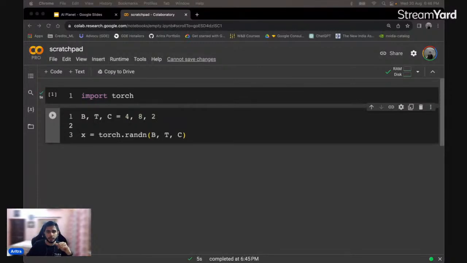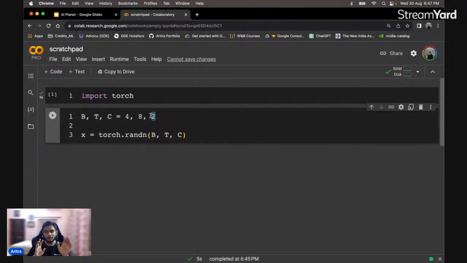So what we are trying to emulate here is that I have a batch size of 4. That means I have 4 sentences, and each sentence contains 8 tokens, and each token has 2 dimensions. So I just want to model each token in 2 dimensions. So I think I am understood.